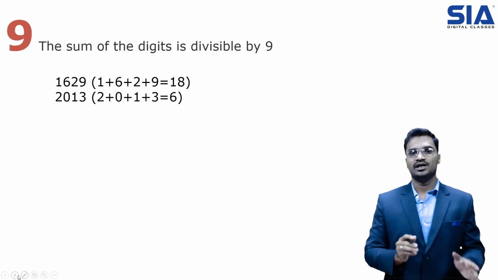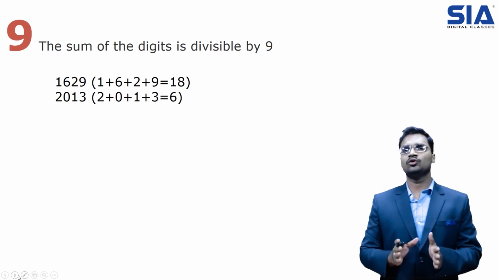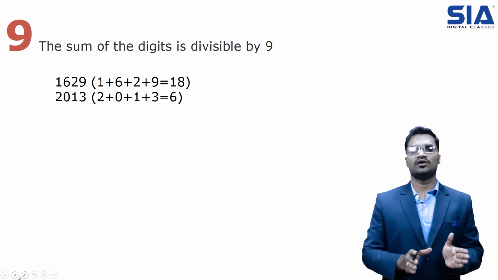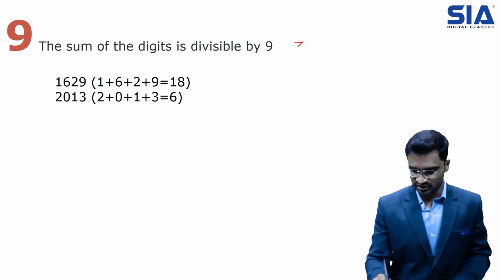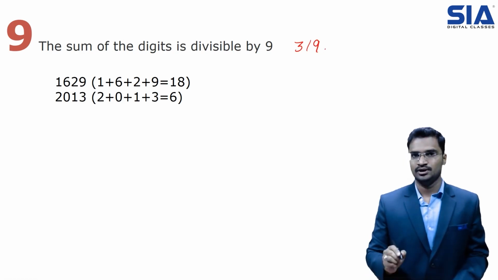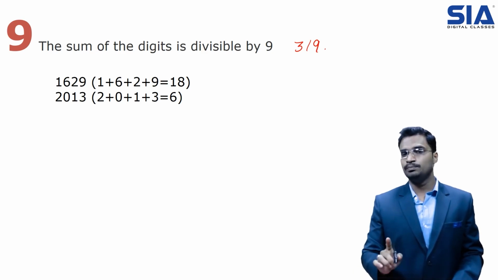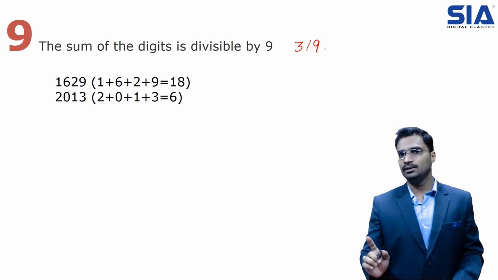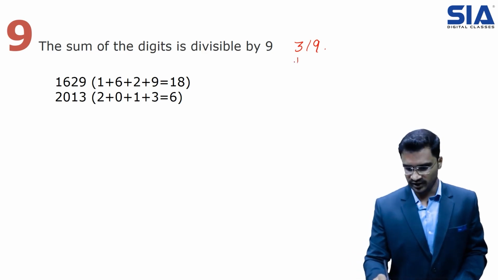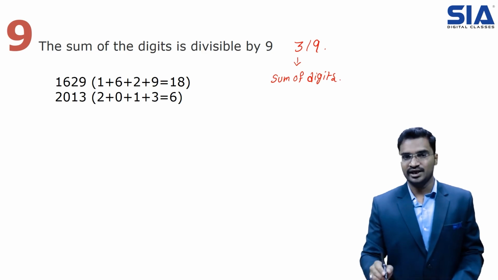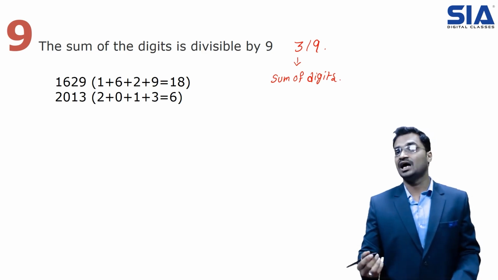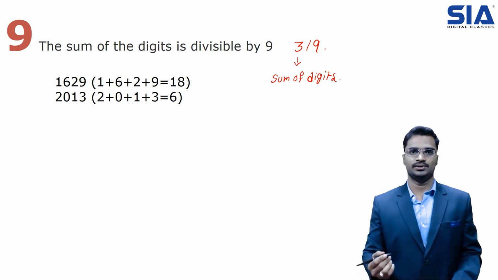Now coming to the divisibility rule of 9. The divisibility rule of 9 and the divisibility rule of 3 are the same. Both say that the sum of the digits should be divisible by 3 or 9. If a number is divisible by 3, then the sum of digits should be divisible by 3. In the same way, if the sum of the digits is divisible by 9, then it is divisible by 9.